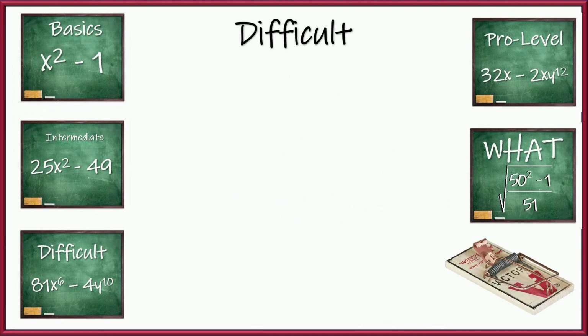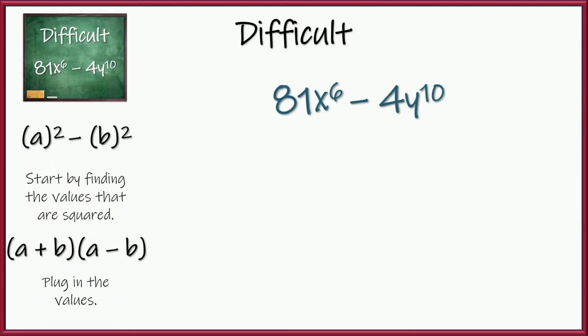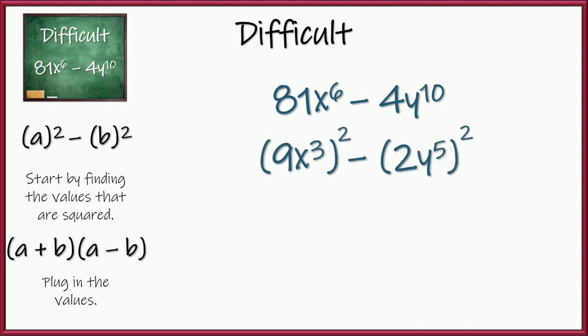All right, 81x to the power of 6 minus 4y to the power of 10. The tricky thing is we got to figure out what are the values of a and b. Some people say take the square root of these, but I think that's kind of clunky and ugly, and I think it's just easier if you recognize, well, the numbers are pretty easy, right? 9 squared is 81, but what about that 6? Well, that would be x cubed squared, and the 10, well, that'd be 5 times 2.